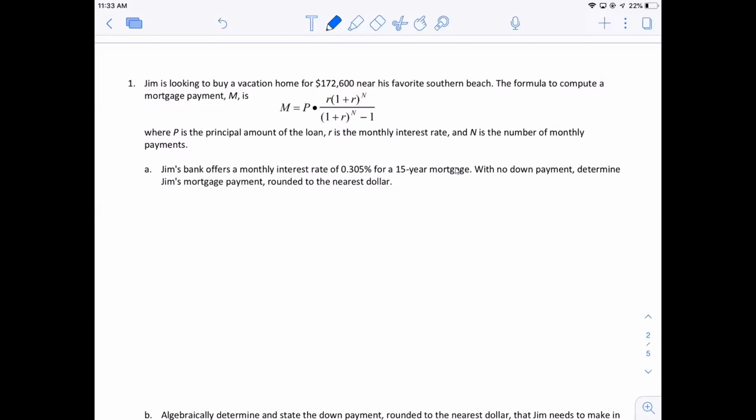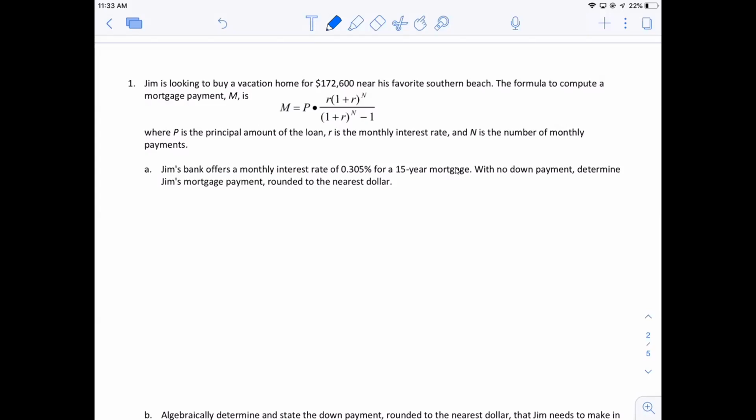All right, so you guys might not even know what mortgage is. Well, a mortgage is a loan for a house. It has a special name because houses are expensive. So where P is the principal amount of the loan, it's how much you're borrowing. R is the monthly interest rate, and N is the number of monthly payments.